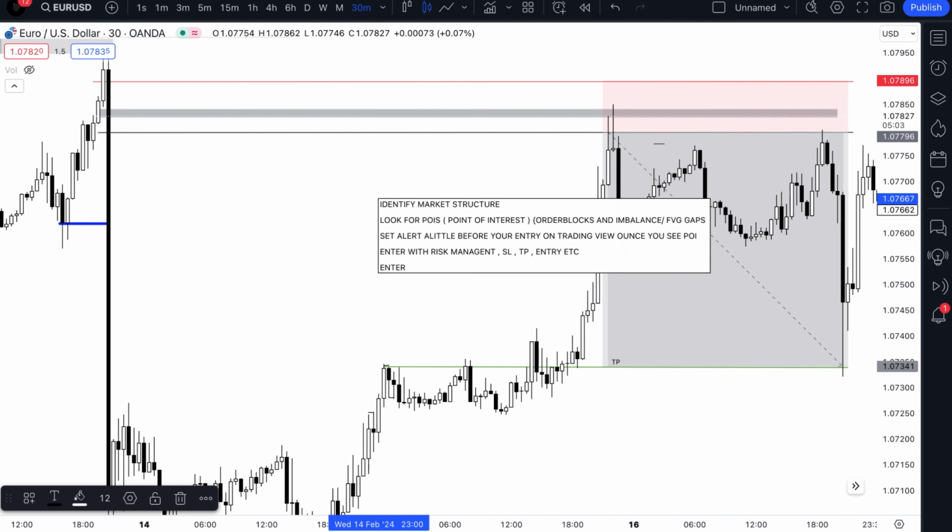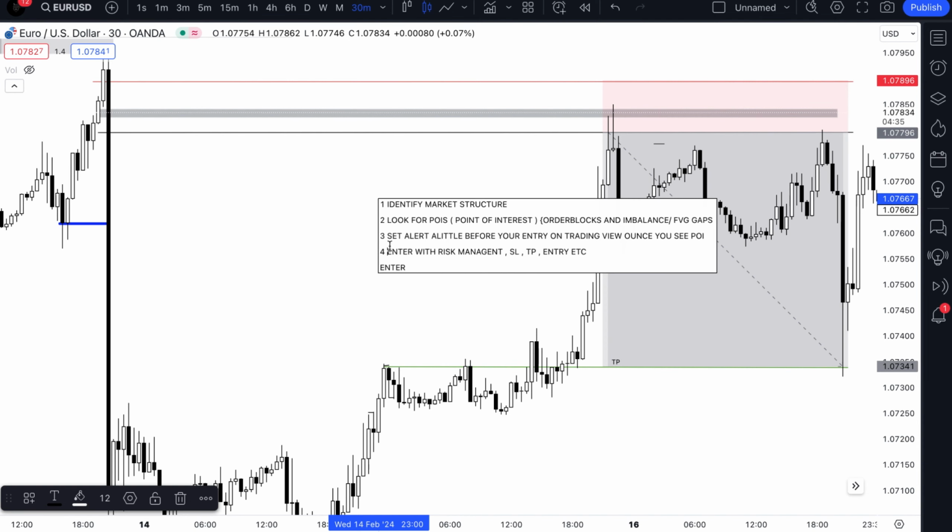Okay, so step number 1, identify your market structure. Step number 2, look for points of interest that we trade, such as order blocks, imbalance gaps, and fair value gaps. Step number 3, set an alert before your entry on TradingView once you see your POI. And step number 4 is enter with risk management. Your stop loss, your TP, your entry, decide where those are.